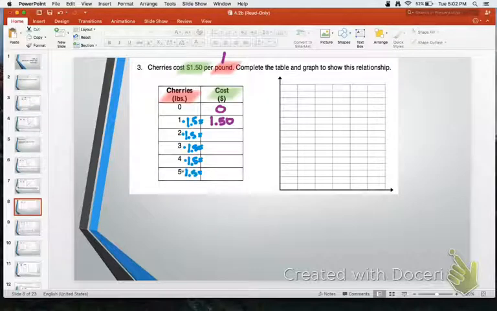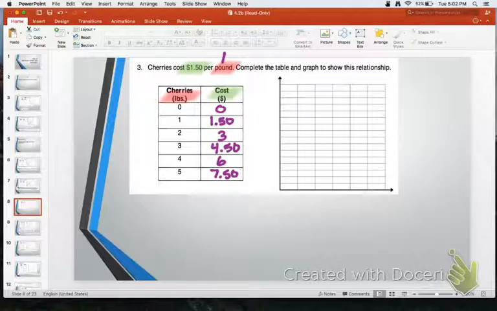All right, so let's go through and do this. So 2 times 1.50 gives me $3. 3 times 1.50 gives me $4.50. 4 times 1.50 gives me $6. And 5 times 1.50 gives me $7.50.